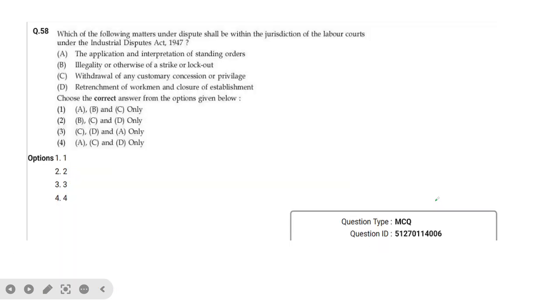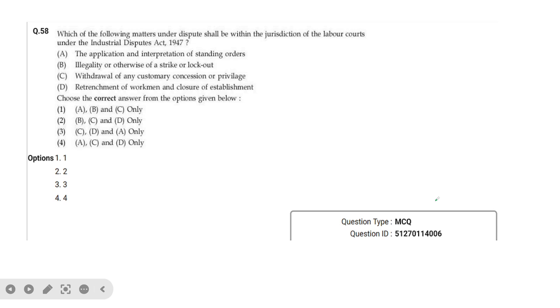Question number 58 is: which of the following matters under dispute shall be within the jurisdiction of the labor courts under the ID Act of 1947. Please also tell me the schedule of the labor court.